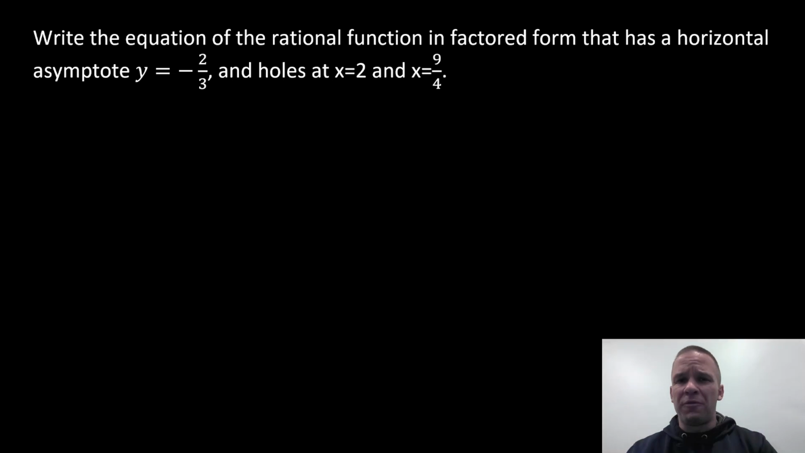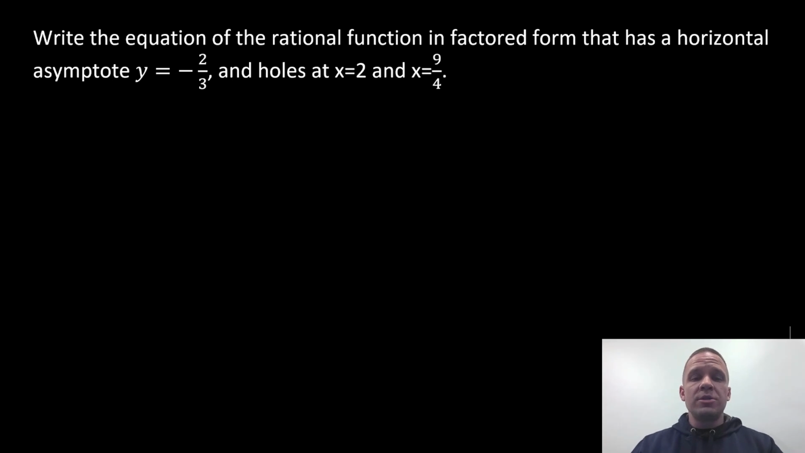Ooh, it's time for some more fun with rational functions. This time, we're going to write the equation of a rational function in factored form that has a horizontal asymptote of y equals negative 2/3, and we have holes at x equals 2 and x equals 9/4. We don't have any vertical asymptotes here. We don't have any mention of x and y intercepts, although there will be, but it's just not part of this description here. So that's what we have to work with, and that's all we need to fit our function here.